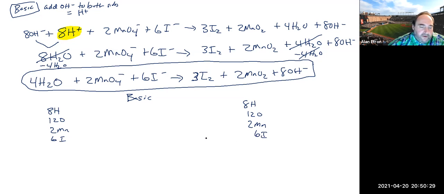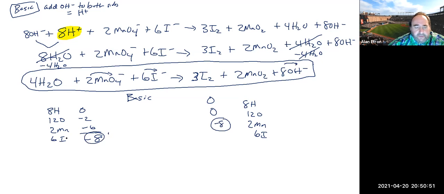And overall charge, left-hand side: 0 for the water, -2 there, -6 there. That's a -8. Overall charge on the right-hand side: 0 for the I2, 0 for the MnO2, and 8 times -1 is -8. That is a double check. We're good both ways. This would be our balanced equation in basic conditions. Again, it's basic because of the hydroxide that is present at this point.